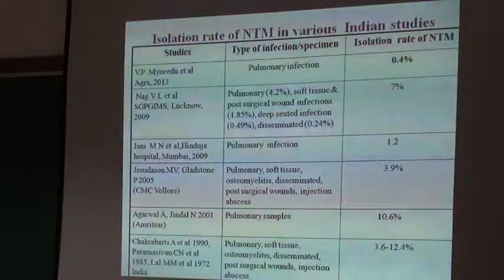Much of the literature says that the incidence rate of non-tuberculous mycobacterial infection in India ranges from 0.1% to 10%. And this study from Agra showed an isolation rate of NTM of about 0.4%, by pulmonary infection. The isolation rate of NTM infection ranges from 0.1% to 10% according to different infections.